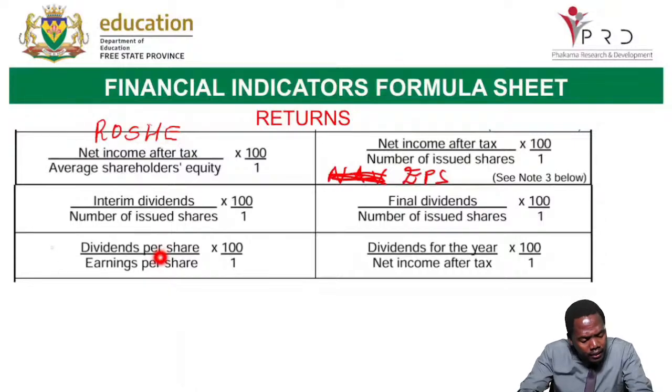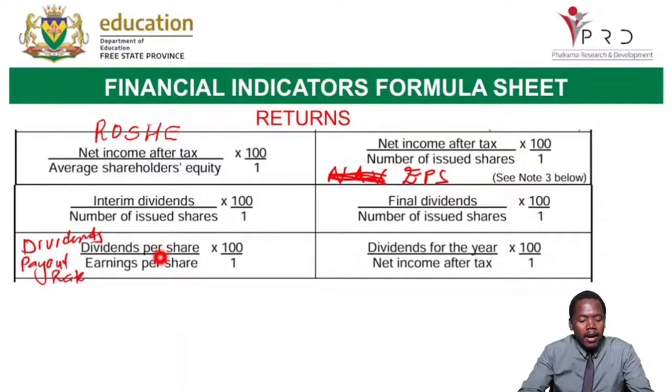We also have the dividends payout rate. So if they say calculate the dividends payout rate, it is dividends per share over earnings per share times 100. So the answer is in a percentage. The other ones, answers are in cents.